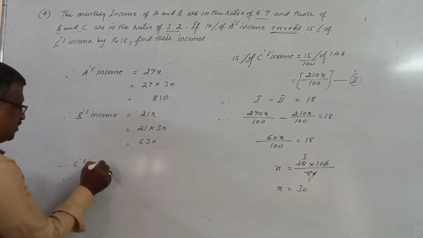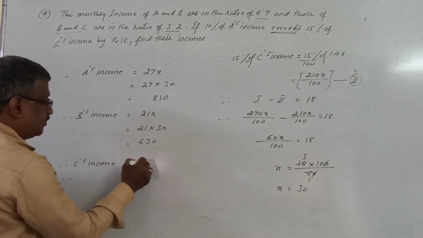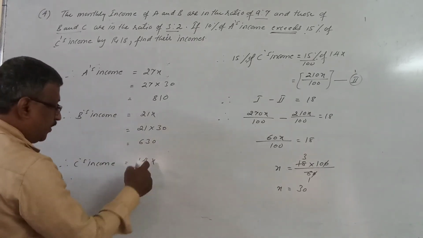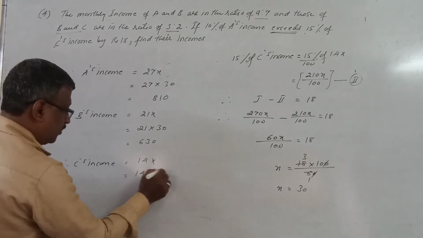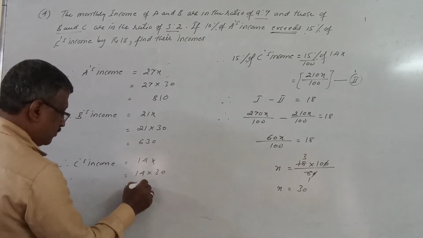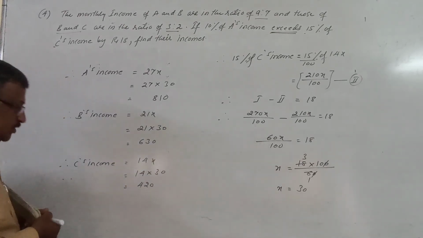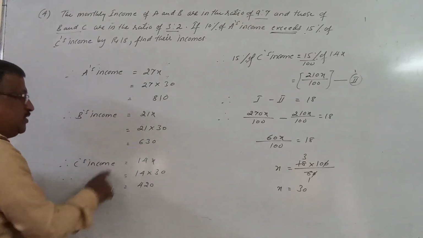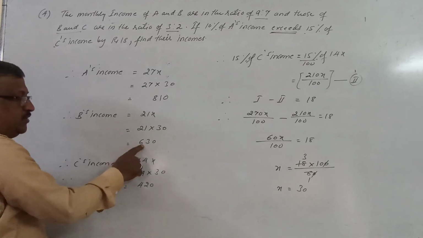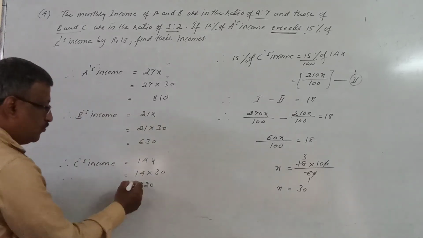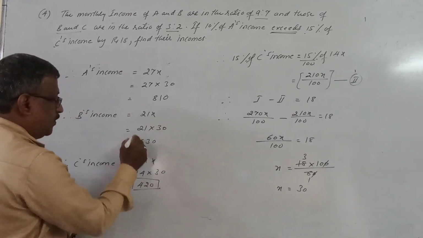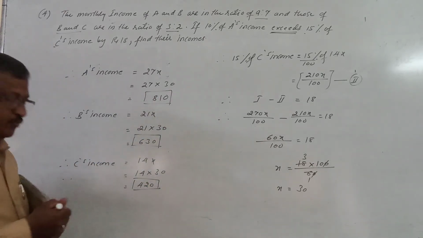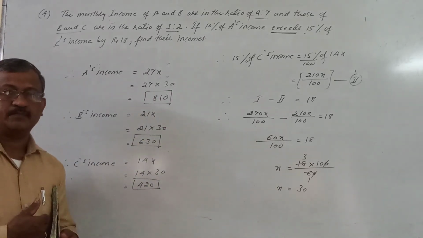And finally you have to find C's income. C's income is 14x. So 14x means 14 into 30. So you get 420. So like this, you will come to know the monthly incomes of A, B and C as 810, 630 and 420 rupees.